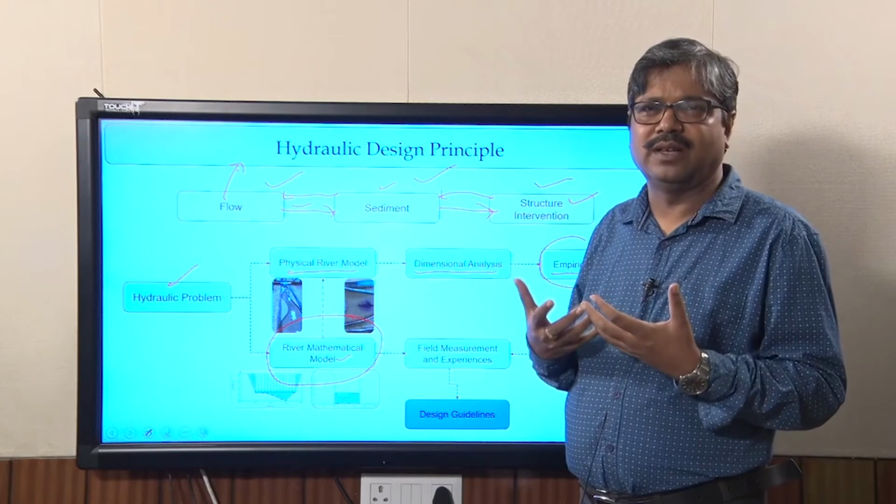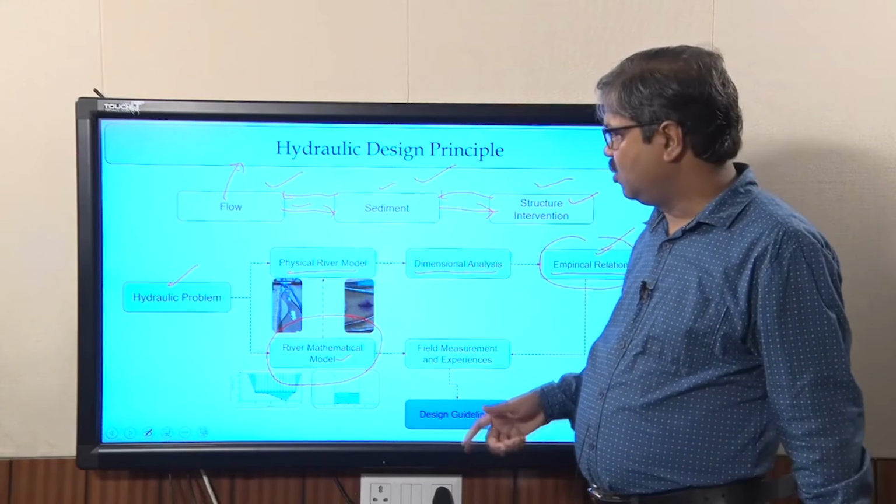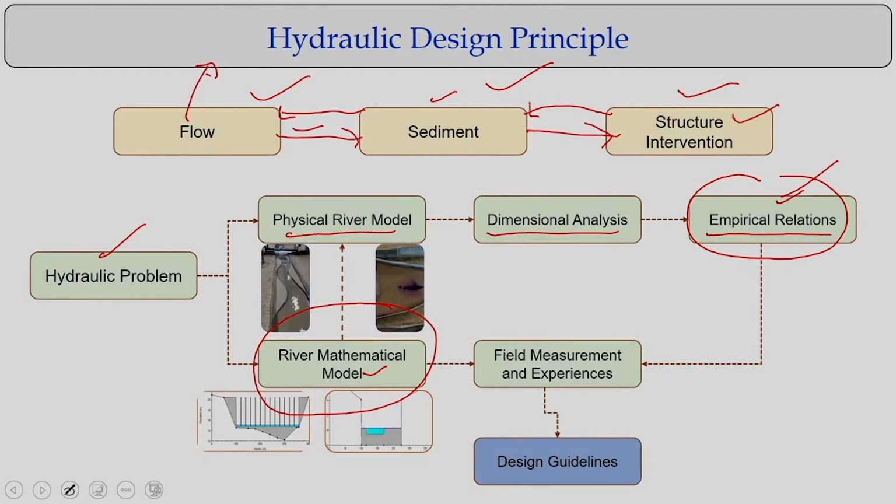So for each bridge we have to have a unique design. That's the reason we go for physical river models, but nowadays mathematical models are also complementary to each other. So we can have physical river models, dimensional analysis, and empirical relationships. Parallelly we also conduct field measurements of the scour depths and the scour extent, and also use engineering experience. All these things are integrated.